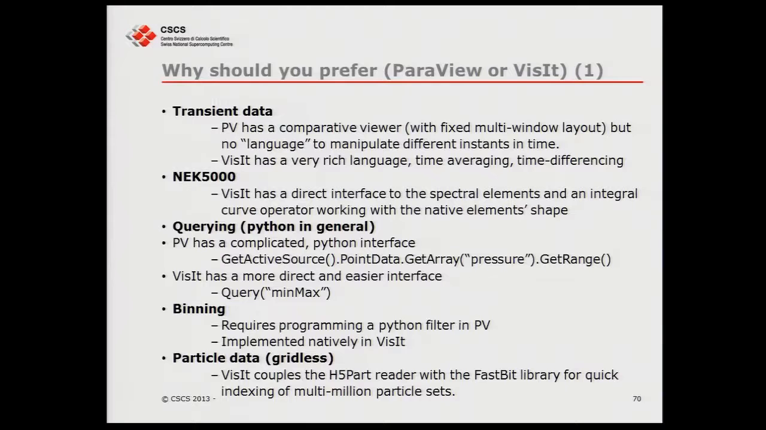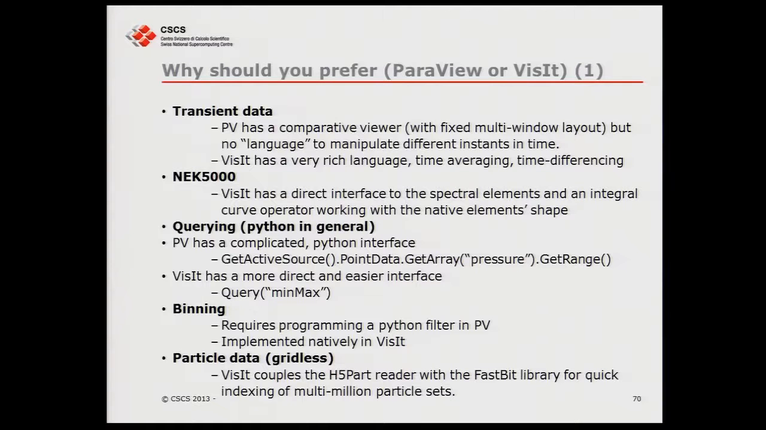Here's an example that I kind of like. The people of Kitware are angry that I show this, but it's true. In Python, if you use Paraview, if you want to get the minimum and maximum of a scalar field, what's the command? The command is this: get active source, point data, get array, pressure, get range. It took me about 5 minutes to make it work correctly. If you do the same in Visit, you type query min max. Which one is simpler? I let you decide.